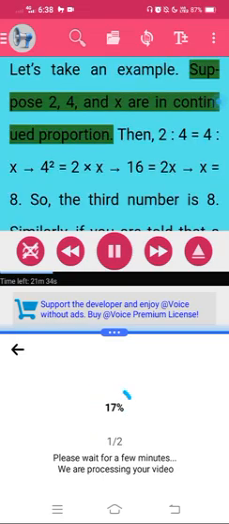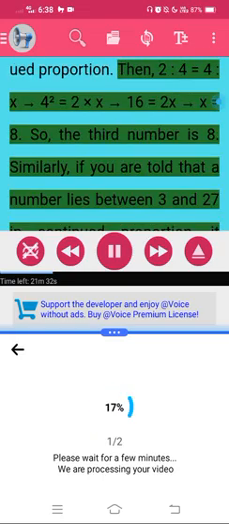Let's take an example. Suppose 2, 4, and x are in continued proportion. Then 2/4 = 4/x, so 4 squared equals 2 times x, so 16 equals 2x, so x equals 8. So the third number is 8. Similarly, if you are told that a number lies between 3 and 27 in continued proportion, it means 3/x = x/27.